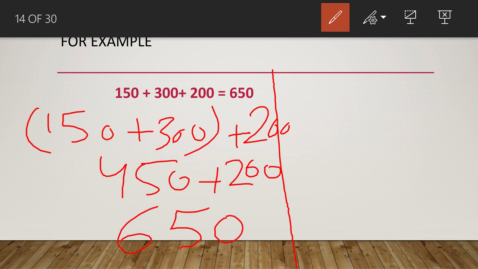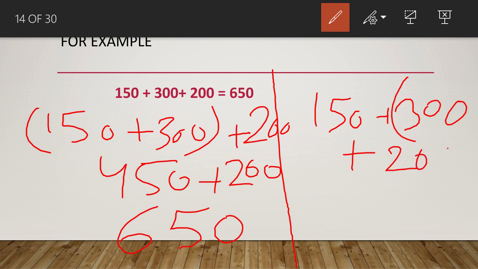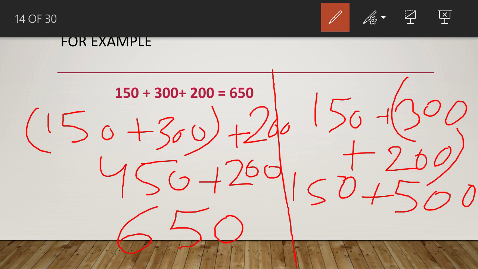Now the second situation. In this situation, we will add 300 and 200 together. So 300 plus 200 is equal to 500. So 150 plus 500 is equal to 650. In both the situations, the answer is coming same.